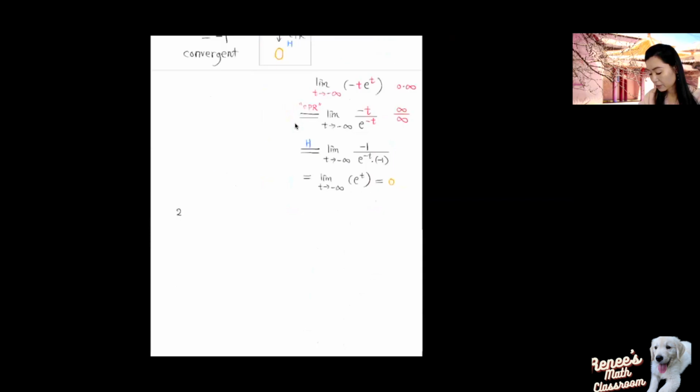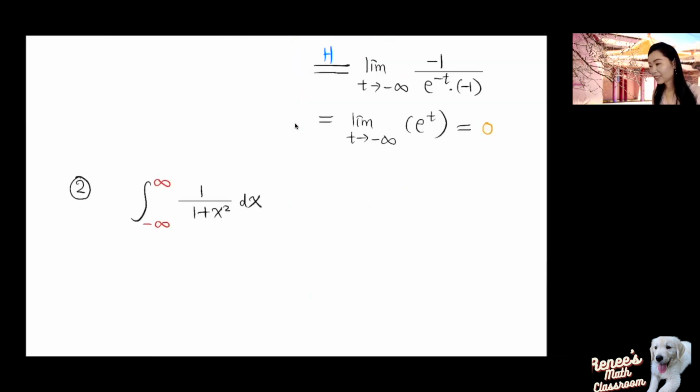Now, move on to number 2. This is an improper integral. The upper and lower limits involve infinity or negative infinity. Remember last time we talked about how to deal with this when both the upper limit and lower limit have infinity and negative infinity.